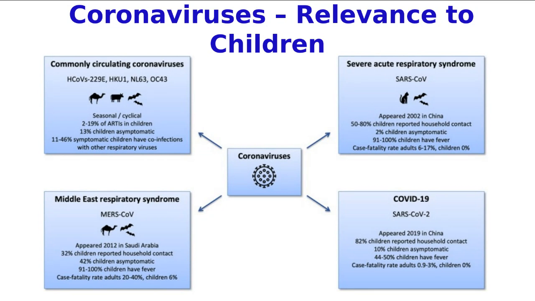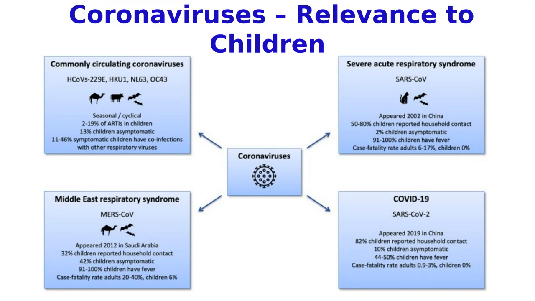And then you had SARS-CoV-1, which appeared in 2002 in China. Up to 80% of the children reported household contact. 2% of the children were asymptomatic. Up to 100% of the children had fever. The case fatality rate in adults approached 17%, and in children it was 0%.